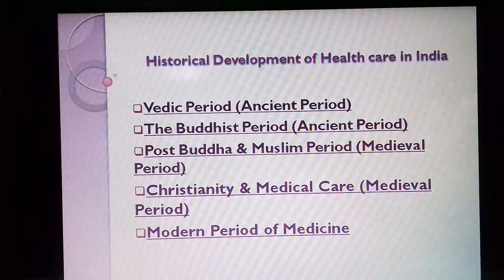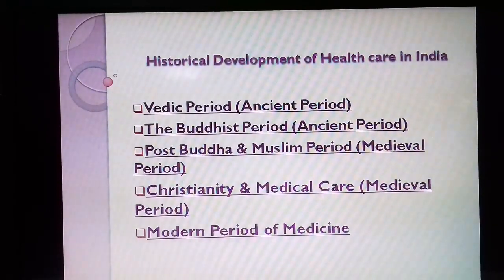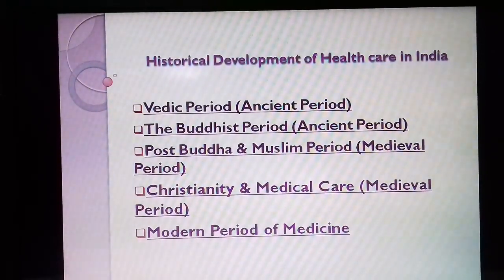Next, and the last, is the modern period of medicine. Royal Hospital was founded between 1510 and 1515 by the Portuguese. After that, the British and French established hospitals in 1668 and 1664 respectively. The medical college was started in the year 1846 in Calcutta.